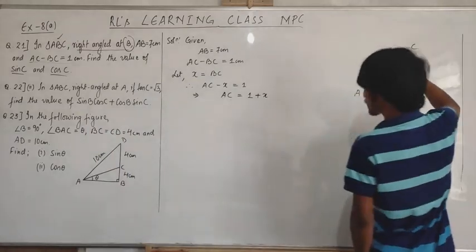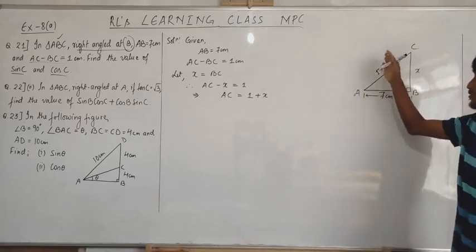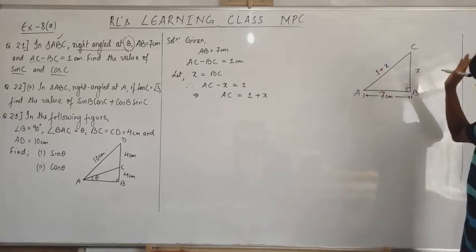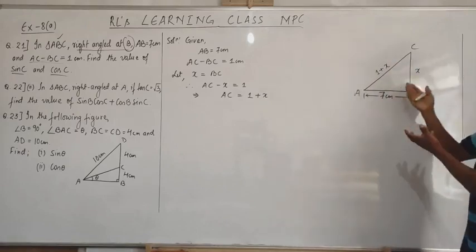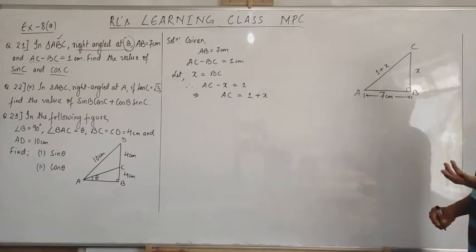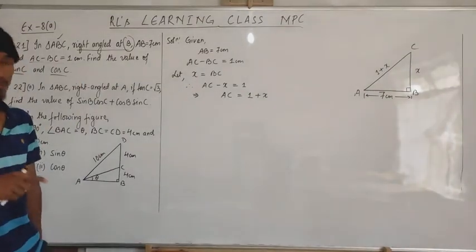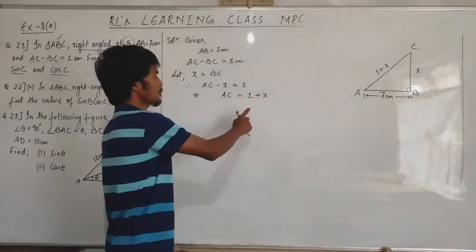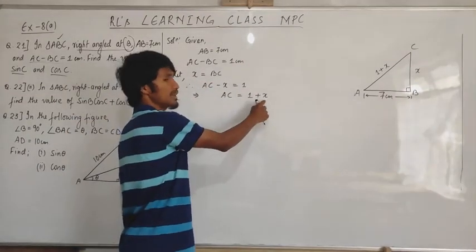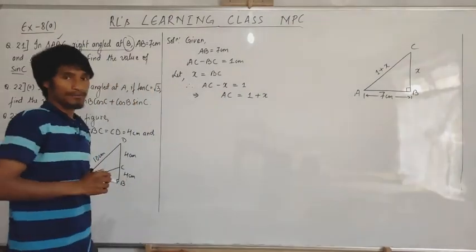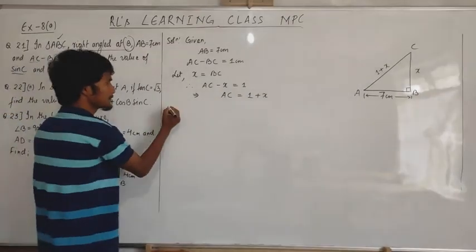Now we got AC as 1 plus X. No matter which you take, X or small a or small y, no problem. We just assume the value of BC is equal to X. Now we need to find the value of X. Once we get the value of X, we get the value of BC, and then we can substitute here and get the value of AC. Now how to find this? We can use the Pythagoras formula.